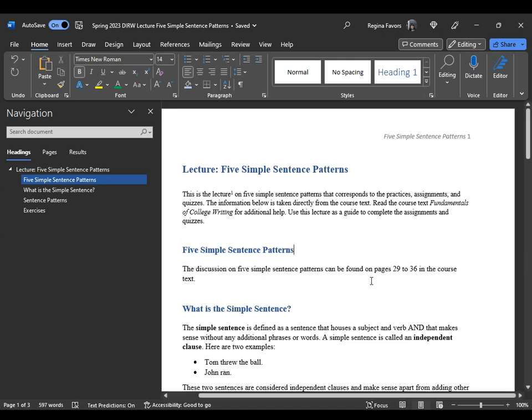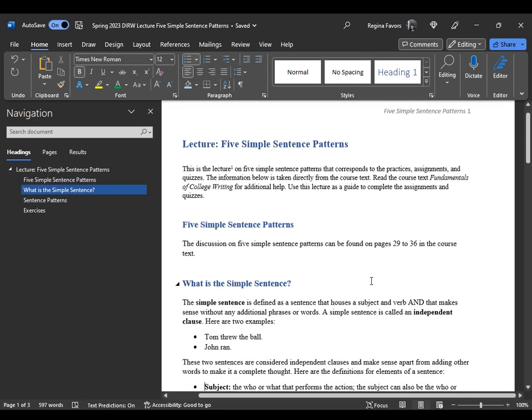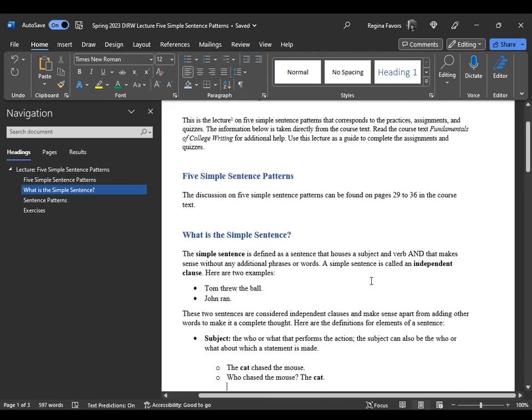So I want to look at the 5 simple sentence patterns, but let's get a definition first of what the simple sentence is. The simple sentence is defined as a sentence that houses a subject and a verb and that makes sense without any additional phrases or words. A simple sentence is called an independent clause. If you look at the two examples here, Tom threw the ball and John ran. These are considered independent clauses and they make sense apart from adding other words to make it a complete thought.